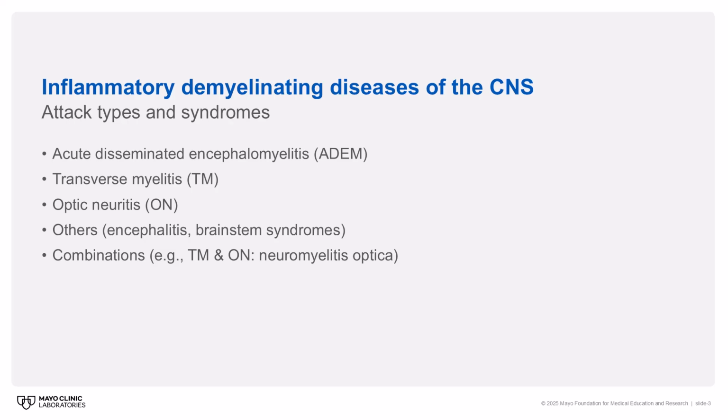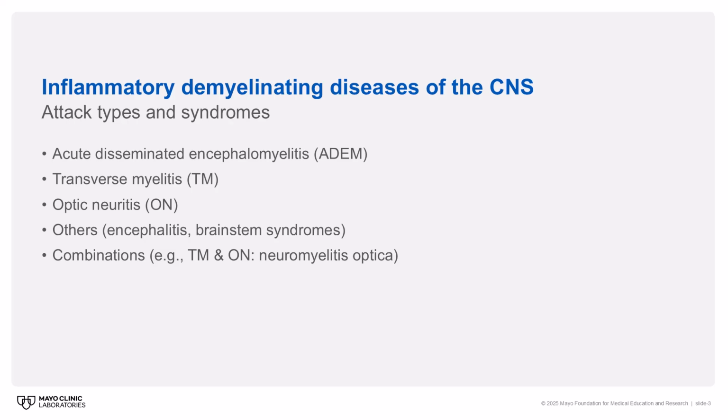Another is transverse myelitis, which is inflammation within the spinal cord, particularly the cross section of the spinal cord. Another is optic neuritis with inflammation of the optic nerve. And then we have some others. We have encephalitis, just inflammation in the brain. We have brainstem syndromes, cerebellar syndromes, and we can have combinations. Sometimes when transverse myelitis and optic neuritis are combined, we call it neuromyelitis optica or neuromyelitis optica spectrum disorder.